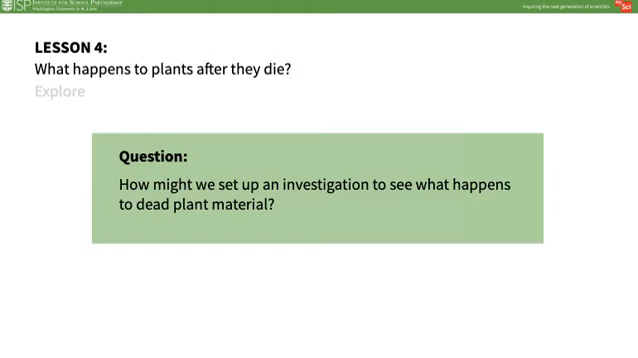In the Explore portion of this lesson, students will set up an investigation to see what happens to dead plant material. Allow students to turn and talk about how to set this up, then share out a few responses. You may want to give students time to write their own procedures and read others' procedures, or you can guide students in this task. Refer to the curriculum document sidebar for the ELA connection standards associated with this activity.